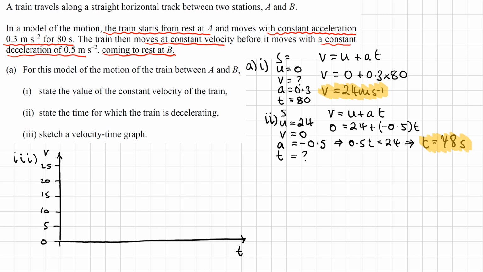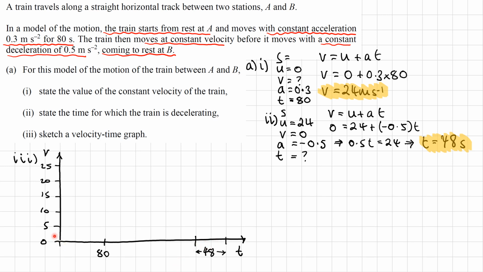Now when it comes to the time, I know the time it was accelerating is 80 seconds and the time it was decelerating is 48 seconds, but I don't know the time at which it was moving at a constant velocity, so I'm not really going to be able to fill this in completely. So I'll put in the time for the acceleration here, and the time for the deceleration is just going to be 48 seconds. So all I know is that it's 48 between those two, but not the actual values.